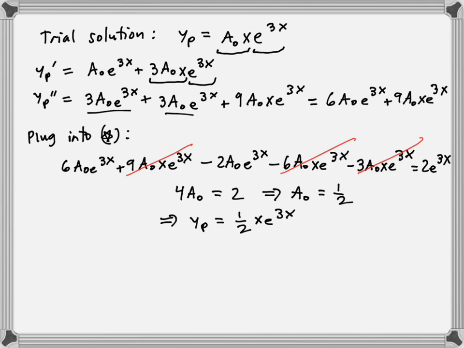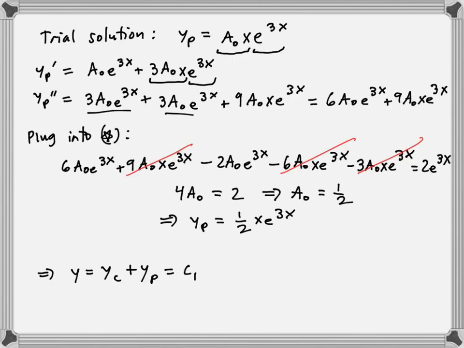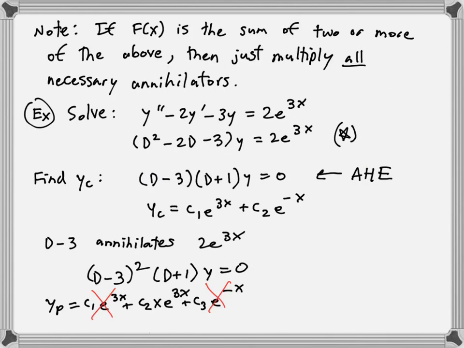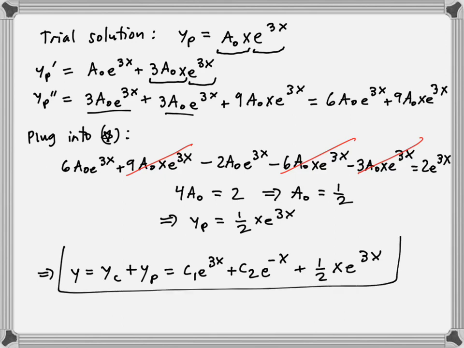So we got our yp, we got our yc from before, so this implies that y, remember y is equal to yc plus yp. Yc from before was c1 e to the 3x plus c2 e to the negative x, plus 1/2 x e to the 3x. This is our general solution to the differential equation.